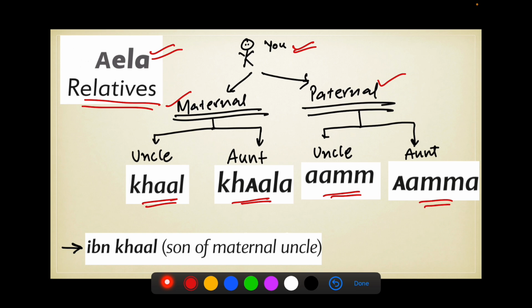Your paternal uncle is Um, and your paternal aunt is Amma. Now, if we talk about cousins, the son of your maternal uncle will be called Ibn Khal. Since son is called Ibn and your maternal uncle is called Khal, he will be called Ibn Khal.